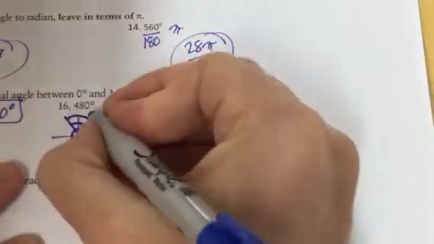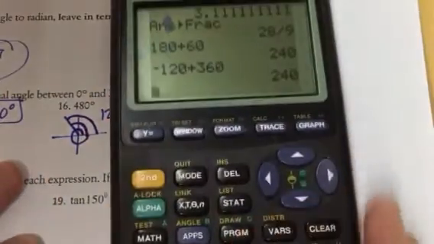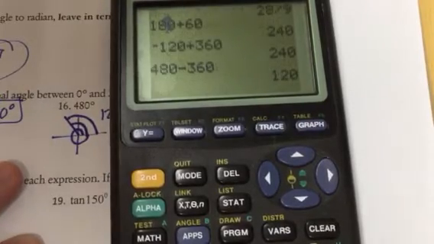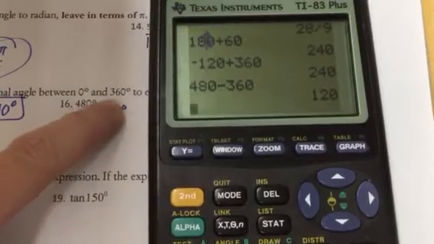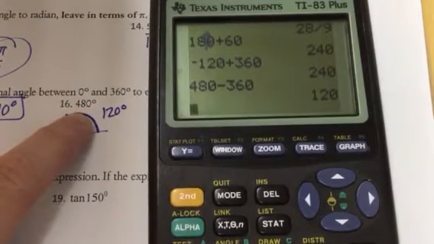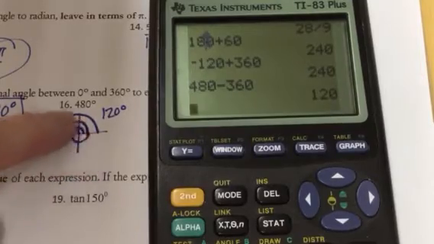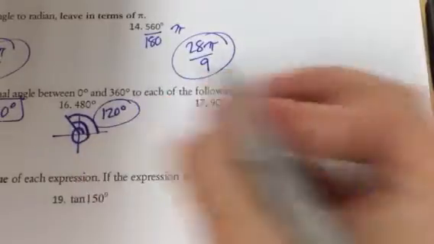So it's going to be 120. One way to check this, or the fast way to do it, is take 480 minus 360. 120 is left over, that's the one we want. So if we have a positive number that's bigger than 360, you can subtract 360 away from it. That takes away one of the loops around the circle, and we're left with that remaining part of 120 degrees.